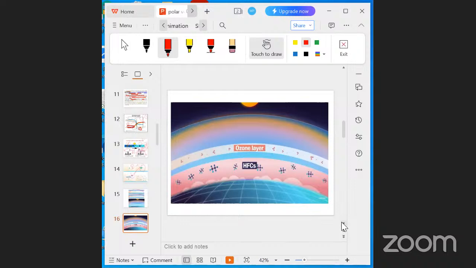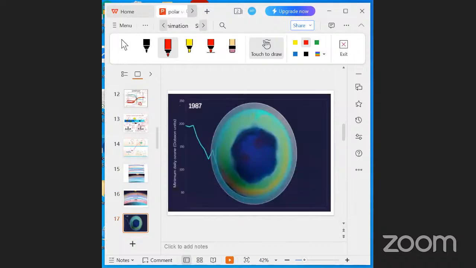In 1987, the ozone level had dropped by how much? 50%, right? So this growing threat led to some of the fastest collective action on climate we have ever seen. So here, this is in the year of 1987.